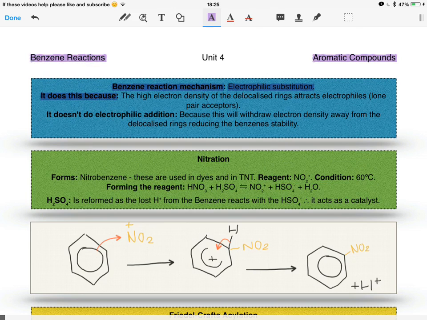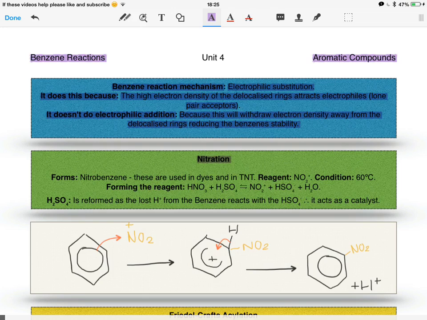It does this because the high electron density of the delocalized rings attracts electrophiles, and in case you forgot, these are lone pair acceptors. It doesn't do electrophilic addition reactions, and this is because this will withdraw electron density away from the delocalized rings, and this will reduce the benzene stability, which we never want to do.